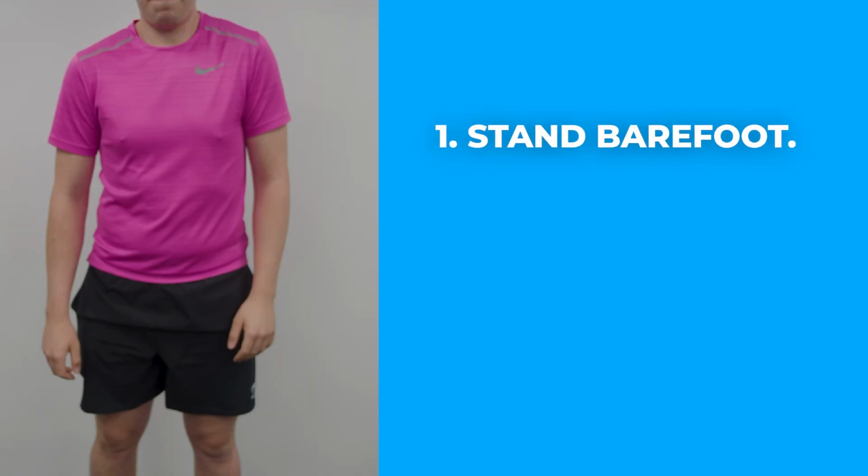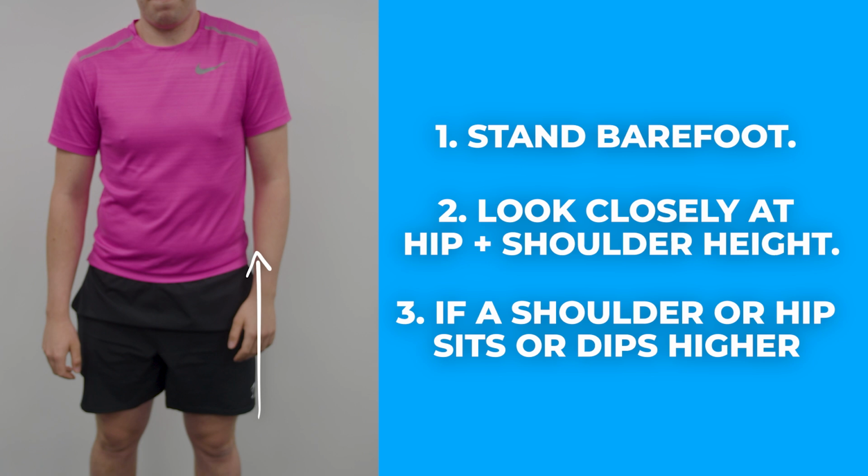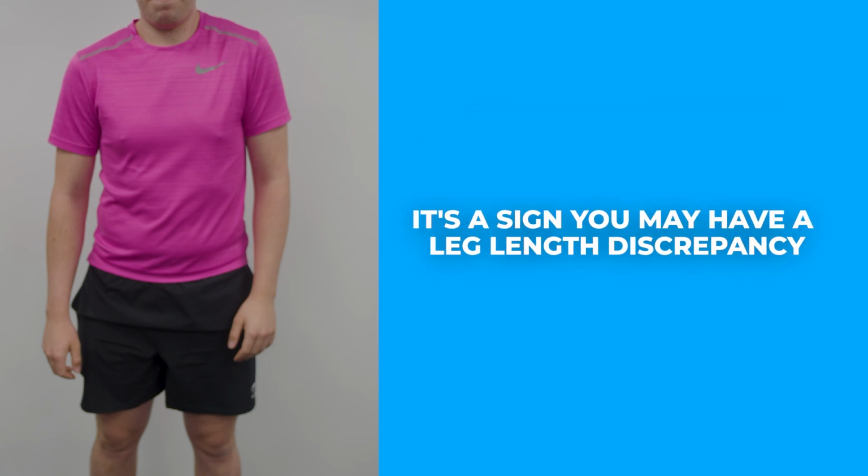Stand barefoot relaxed in a mirror. Look closely at your hip height and shoulder height. If one hip is sitting higher or one shoulder is sitting higher or dipping, it's a sign that you may have a leg length discrepancy that needs investigating further.